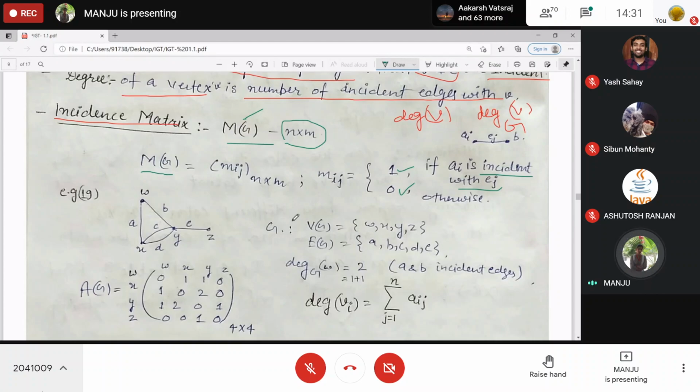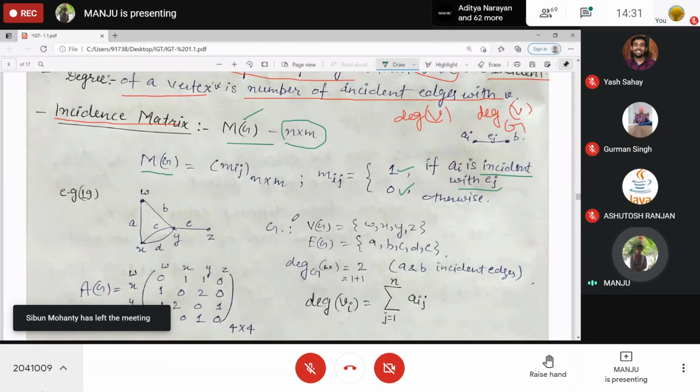What about X? X with A: 1. X is an endpoint of A, so 1. With B, 0. C and D: 1, 1. And E: 0. 0.